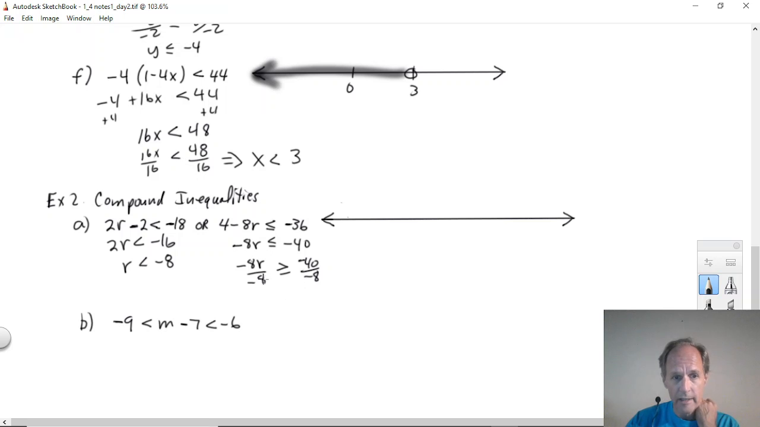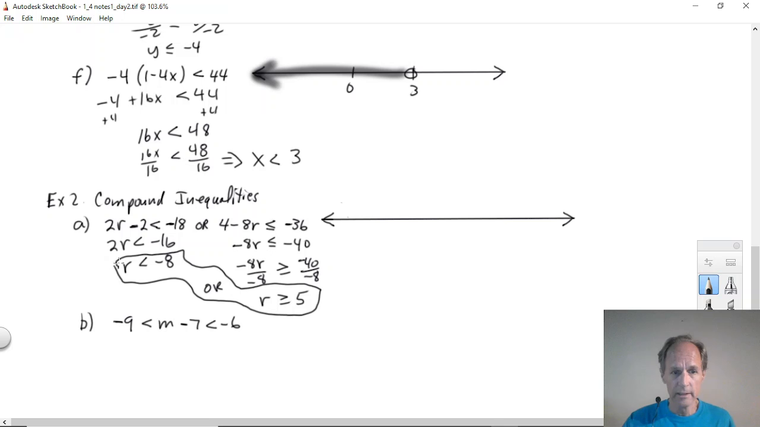Okay, so on the left, we did reverse it from less than or equal to greater than or equal. We have r greater than or equal to negative 40 over negative 8 is 5. Okay, so this is an OR, and that's our solution. And we didn't keep them level. That's okay. Just draw a circle around them, a box.